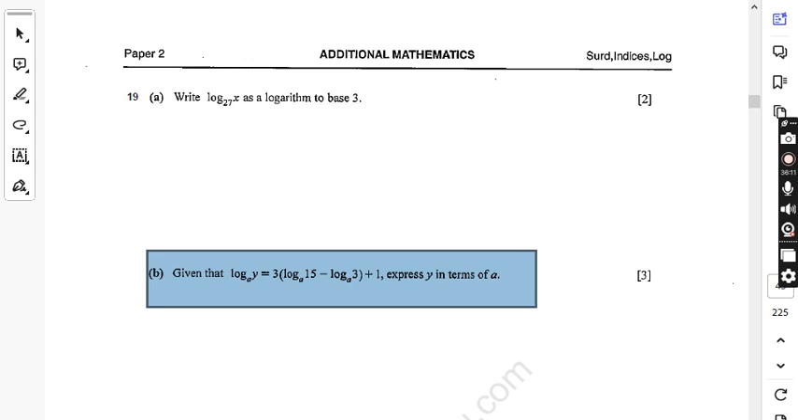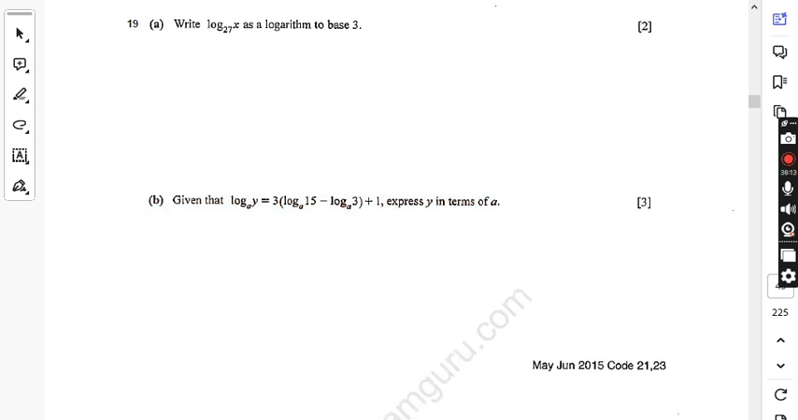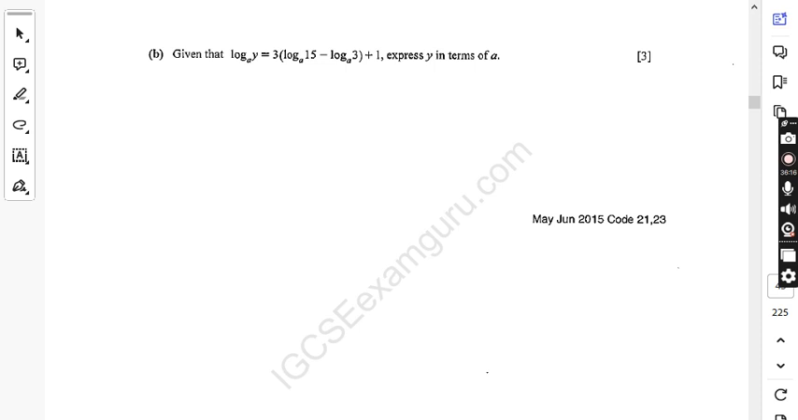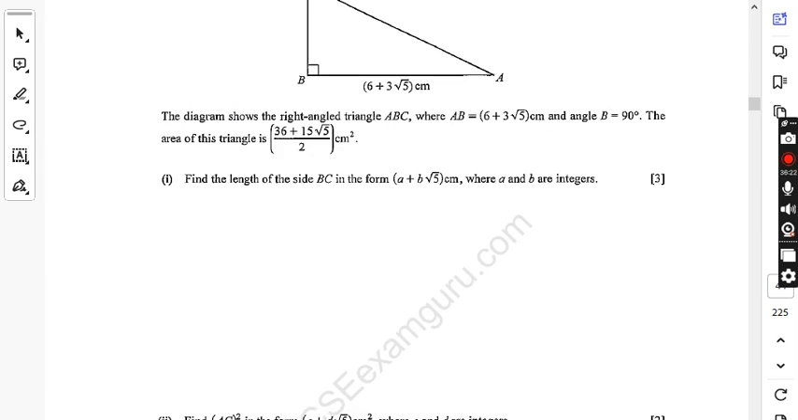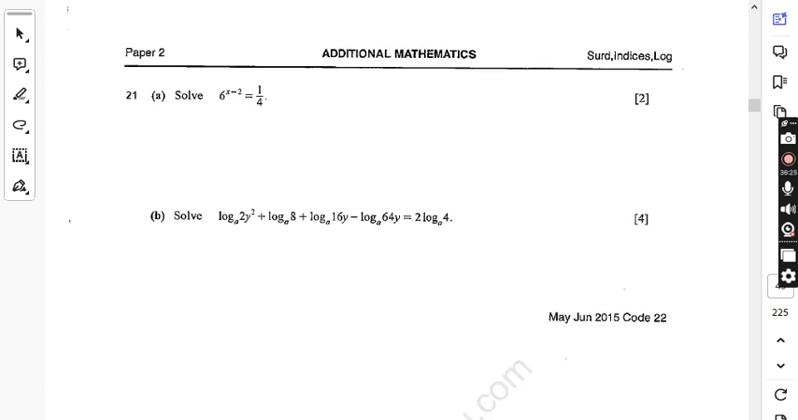This question came in May-June 2015. Next question of logarithm.